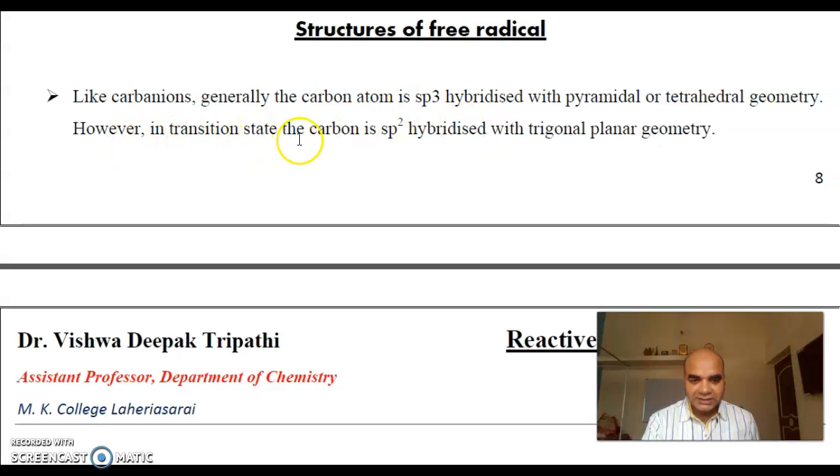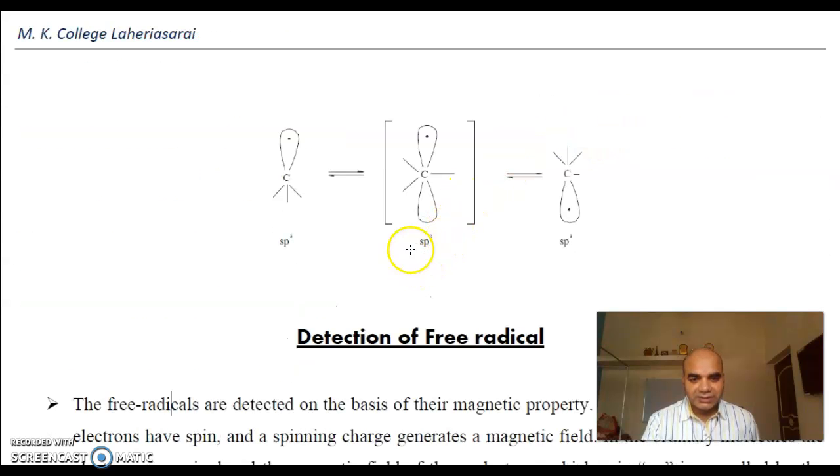In the transition state, the carbon can be sp2 hybridized with planar geometry. So when a free radical is undergoing a certain reaction process, in the transition state it changes into sp2 hybridized carbon which has planar geometry. Then again in the product, or whatever the outcome of the process, the carbon again gets sp3 hybridization with tetrahedral geometry, and one of the sites of the tetrahedron is occupied by the free radical.